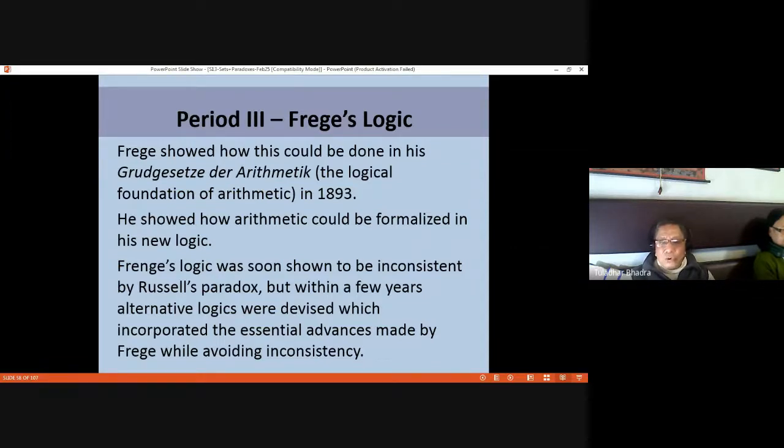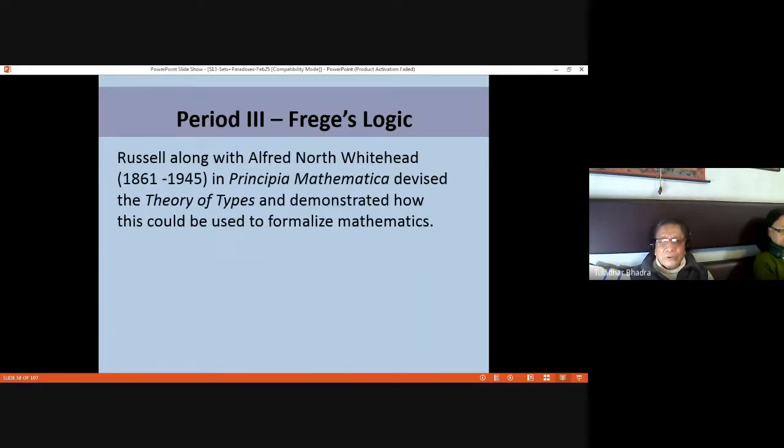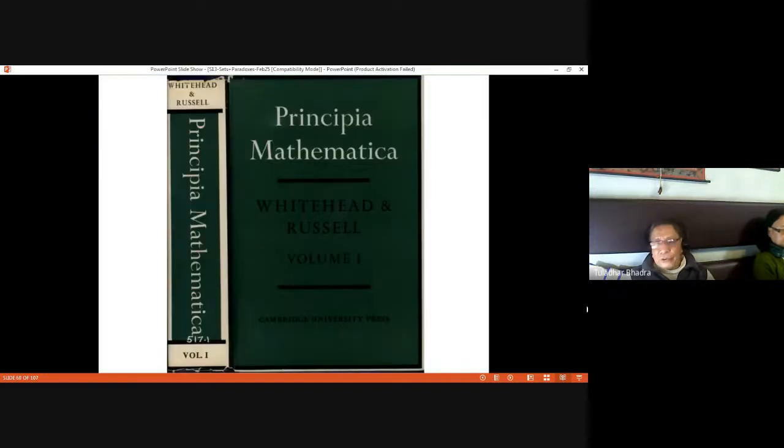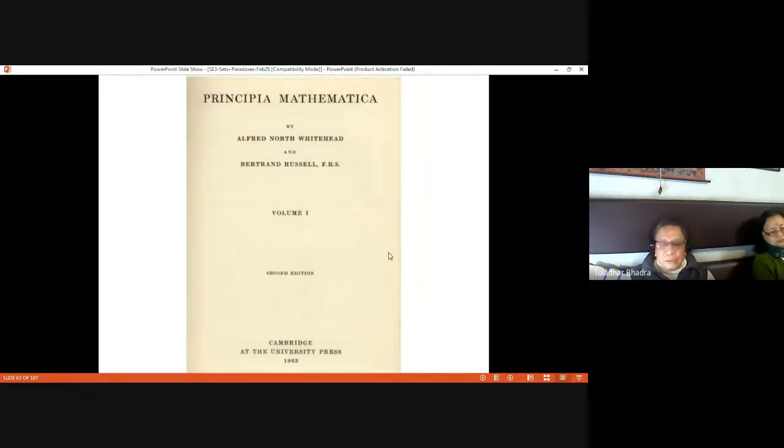Frege's logic was soon shown to be inconsistent by Russell's paradox, but within a few years, alternative logics were devised which incorporated the essential advances made by Frege while avoiding inconsistency. So Russell, along with his friend Alfred North Whitehead, in Principia Mathematica, devised the set theory of types and demonstrated how this could be used to formalize mathematics. So this is the book Principia Mathematica by Whitehead and Russell, volume 1. There are 3 volumes. Inside, published in 1963, reprinted by Cambridge University Press.